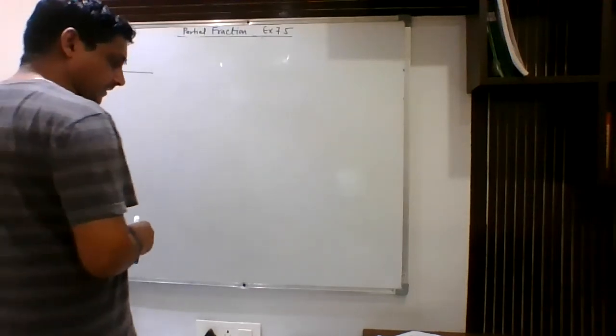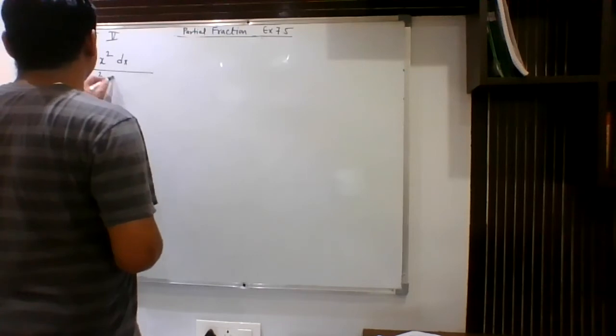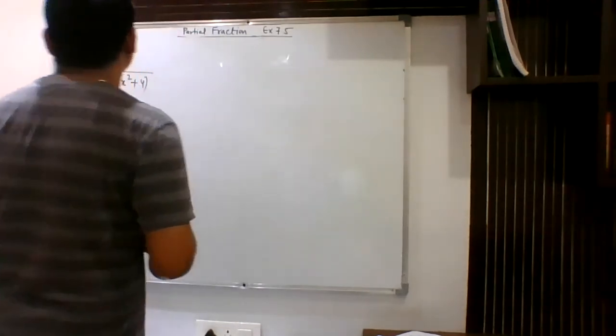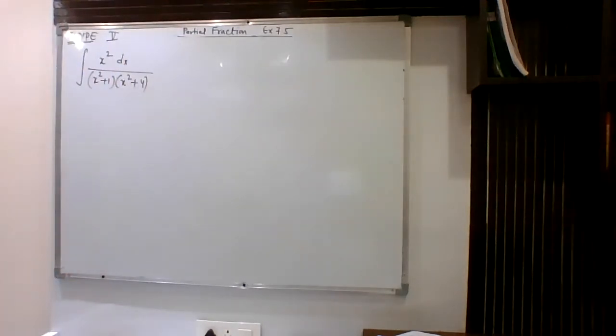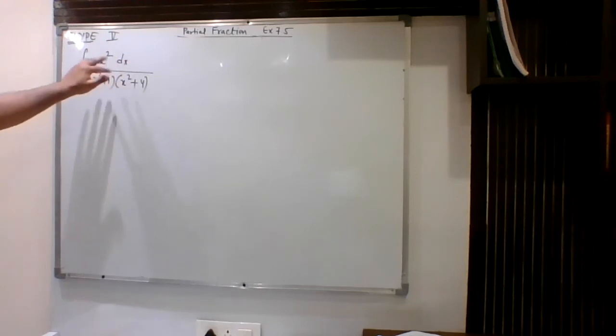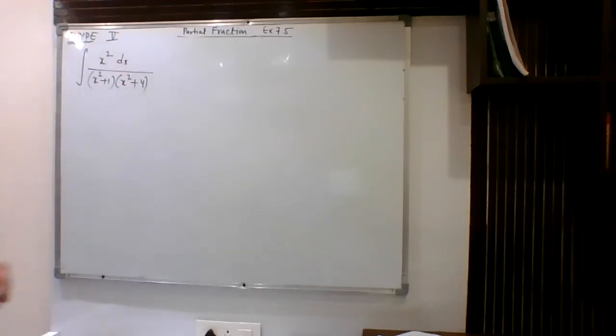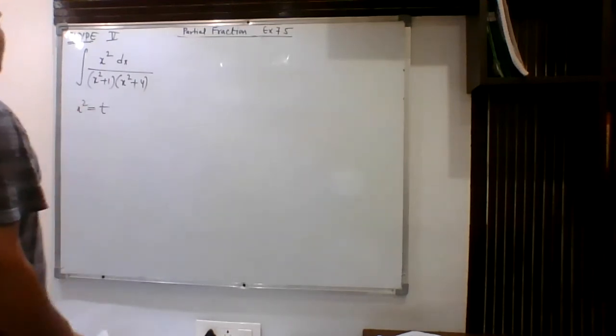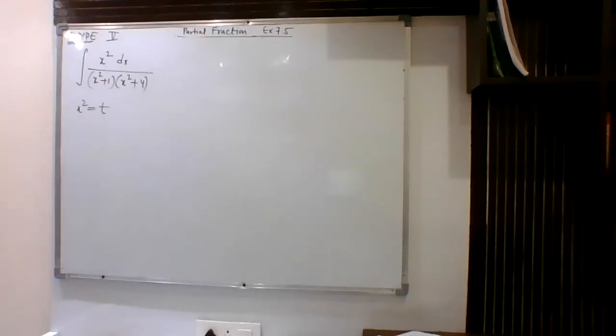So suppose the question is x square upon x square plus 1 into x square plus 4. Now this type of questions where all the powers of x are even is a special category, known as type 5. Here you will apply the substitution, you will say put x square is equal to t.